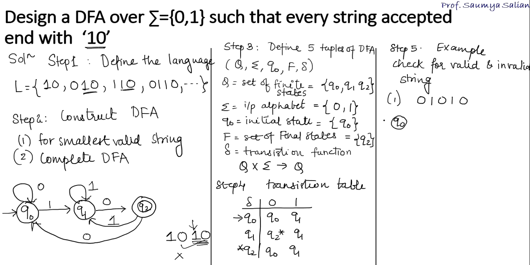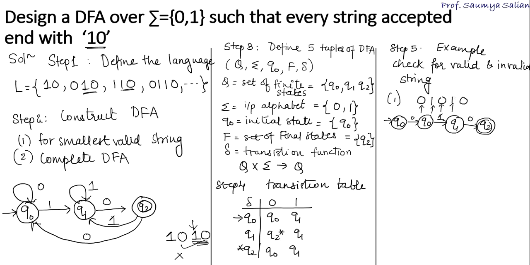So let's start. At state Q0, if I get a 0, I am in state Q0 itself. Q0 for input 1, where am I going? Q0 for input 1 goes to state Q1, right? Q1 on input 0 goes to Q2, which is a final state.